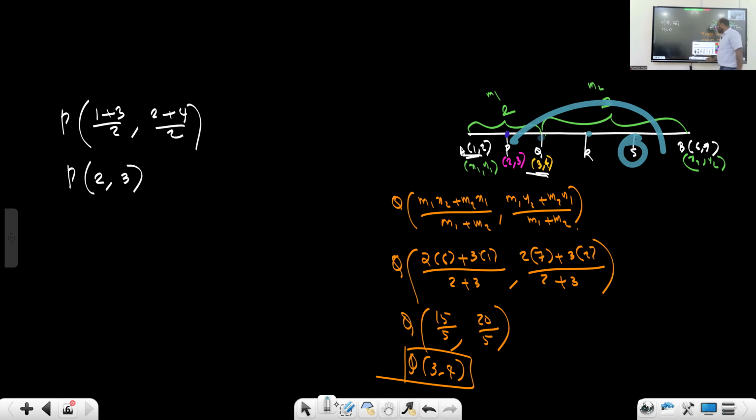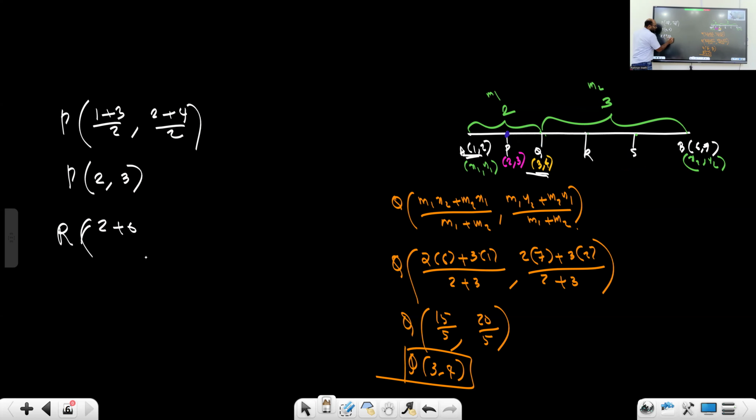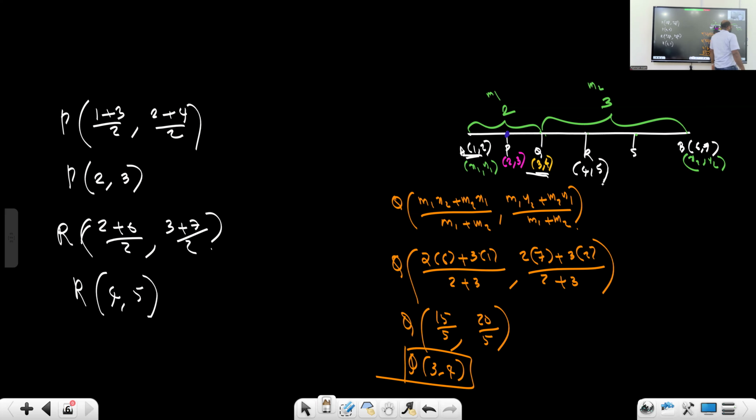Next line. R is the midpoint of PB. Tell me the R coordinate. PB: what plus what by 2, comma what plus what by 2? (2 plus 6) by 2, comma (3 plus 7) by 2. This is R. R value: 8 by 2, 4 comma 5. This much only the question asked, but we are finding everything. R is (4, 5). What about S?